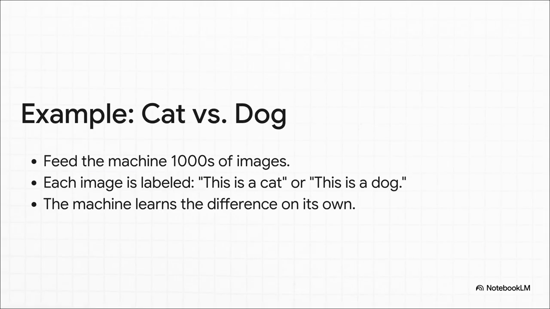So, how does this work in the real world? Well, let's take the classic example. Teaching an AI to tell the difference between a cat and a dog. We feed it thousands, sometimes millions of images, but every single one is carefully labeled. Cat, dog, cat. The machine churns through all these examples until it starts to recognize the patterns on its own. You know, pointy ears, whiskers, floppy ears, snouts.